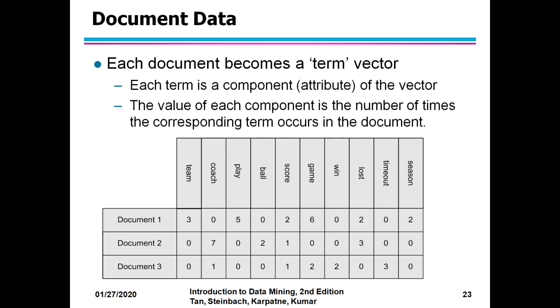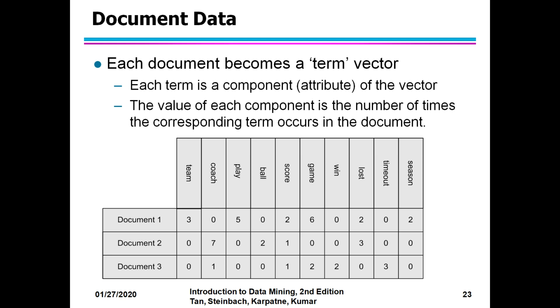Now, document type of data. Each document becomes a term vector. Each term is a component, or attribute, of the vector. The value of each component is the number of times the corresponding term occurs in the document.